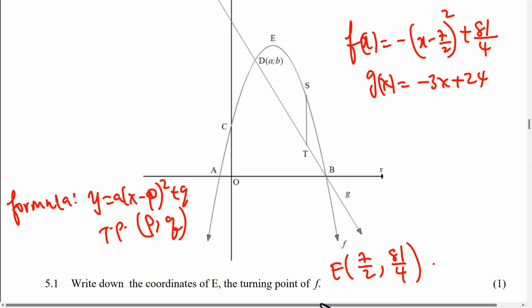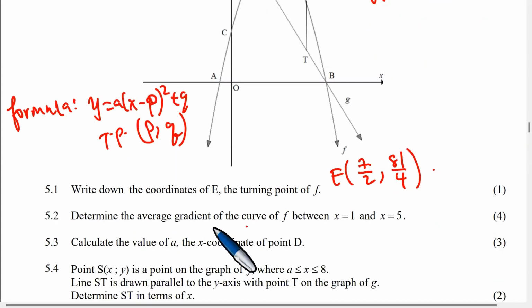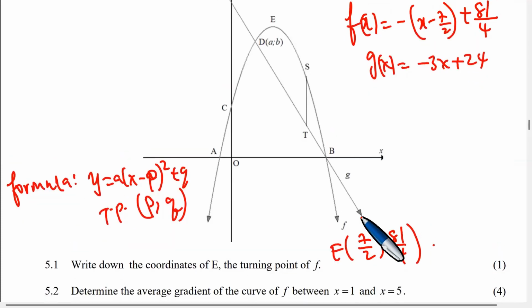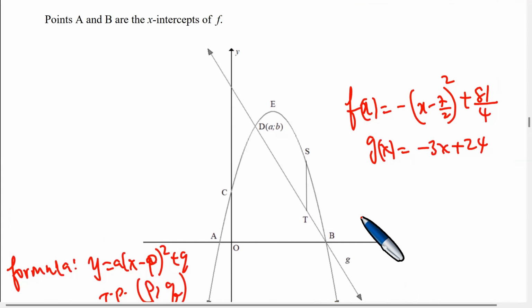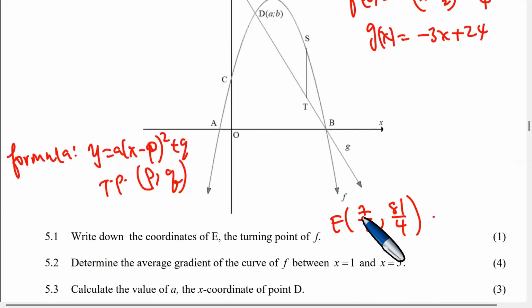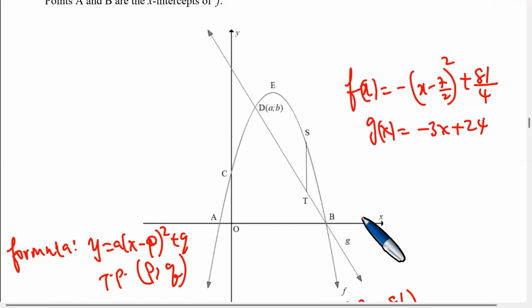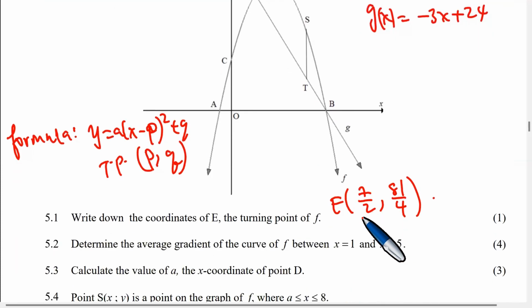Next question. Determine the average gradient of the curve of F between x equal to 1 and x equal to 5. Okay, let's look at this one. What is the average gradient of the curve of F? Right, so I'm going to do it here.